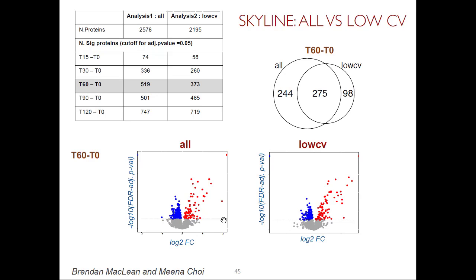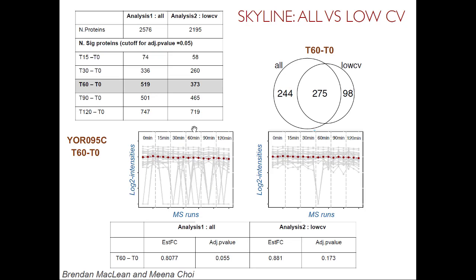So now what is interesting is that low CV versus everything already has substantial implications on what we report. Now we can look at individual proteins. This is a protein which was not found changing by any analysis, right? It's found constant everywhere. So this is what happens when we have this protein with everything, and this is what happens when this protein is quantified with low CV features.